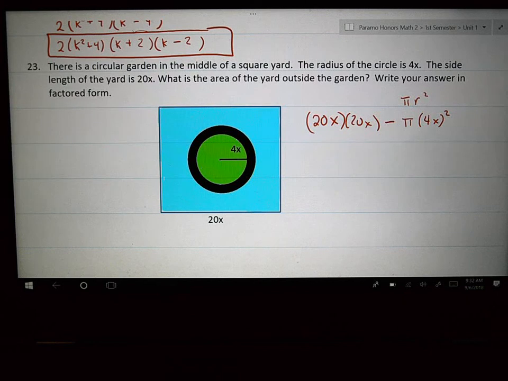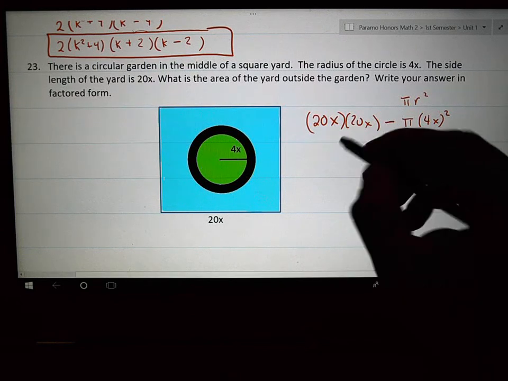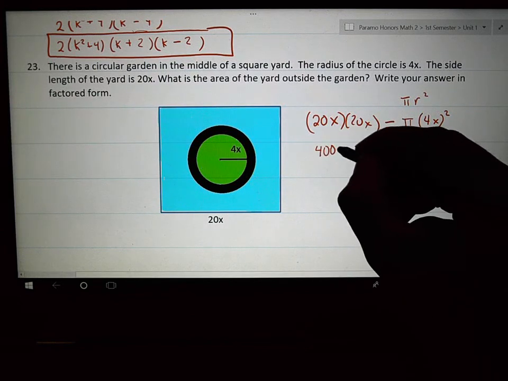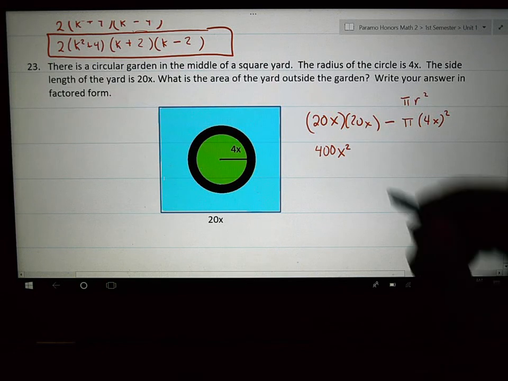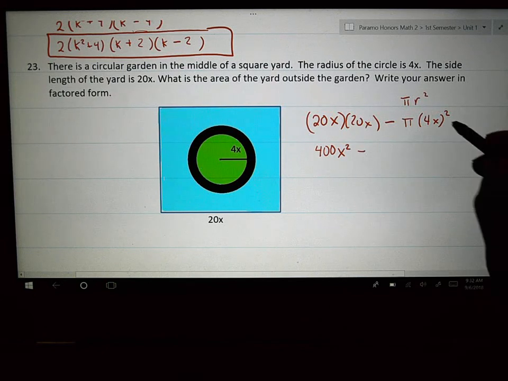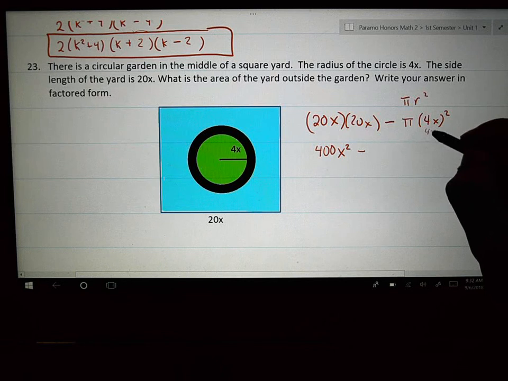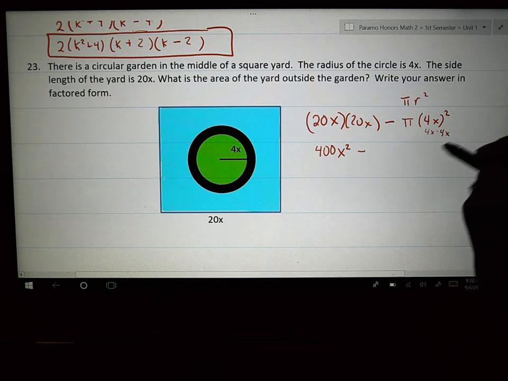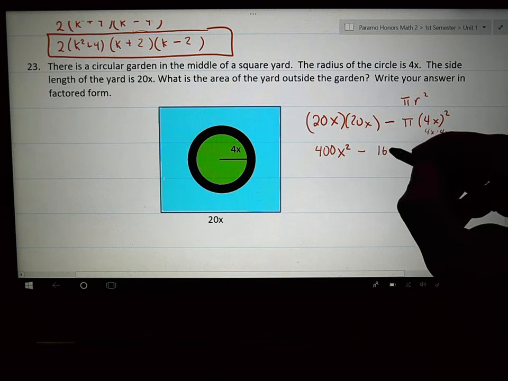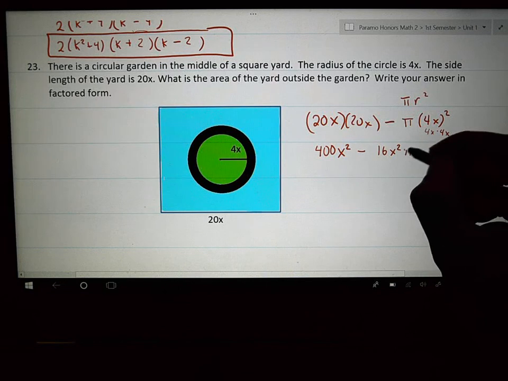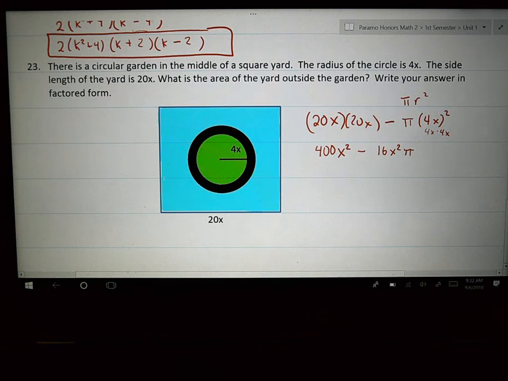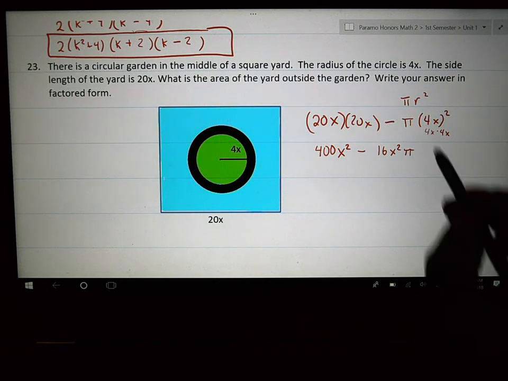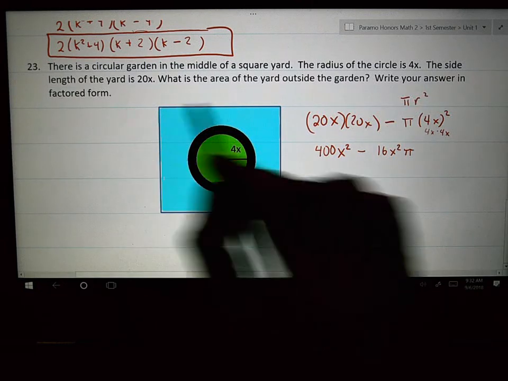So I'm going to multiply this out. 20 times 20, 400x squared minus 4x times 4x is 16x squared. And then there's the number pi still multiplying it. And then I still have to write my answer in factored form.